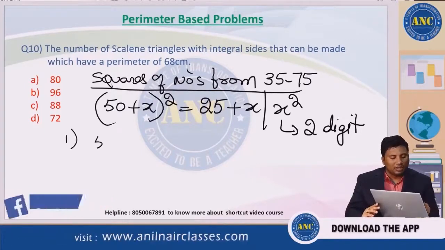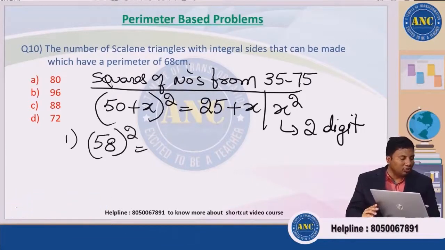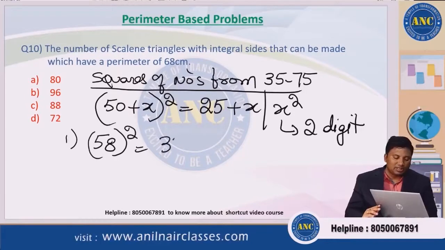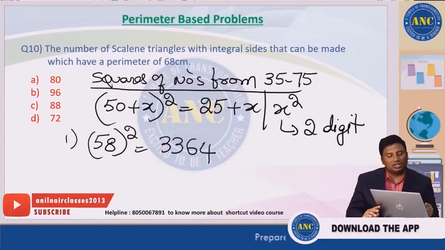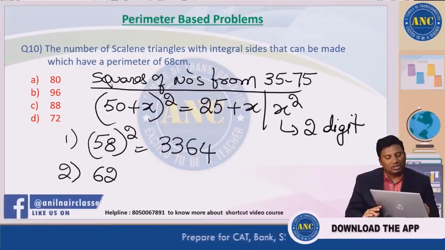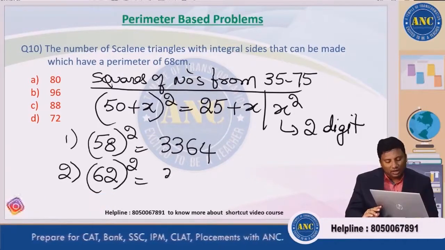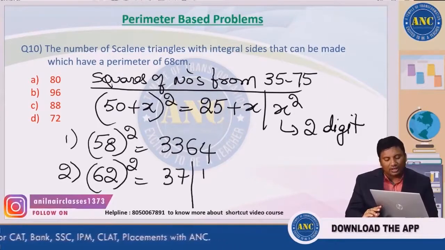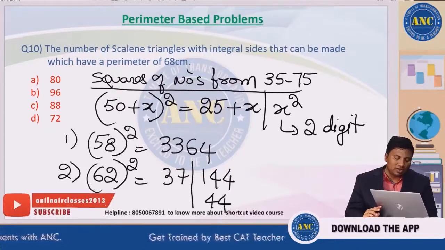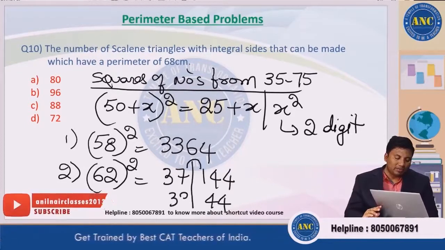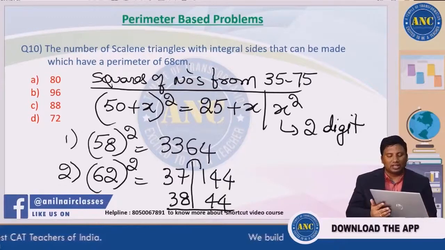Suppose the first question, 58 square. 58 is 8 more than 50. 25 plus 8 is 33. 8 square is 64. So 3364. Suppose it is 62 square. 62 is 12 more than 50. 25 plus 12 is 37. 12 square is 144. Write down the last 2 digits, 44. 1 is carried. 37 plus 1 is 38.